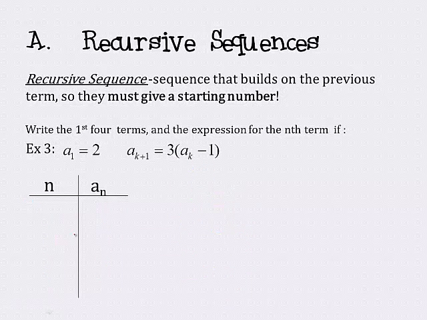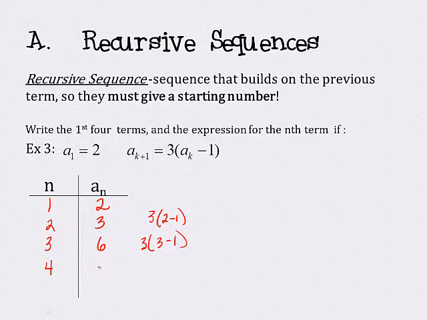Let's try another one. If the first term is 2, what's the next term going to be? Well, in this case, I have to take 3 times 2 minus 1. Well, 2 minus 1 is 1 times 3 is 3. So this is my second term. To find my next term, I take 3 times 3 minus 1. 3 minus 1 is 2. 2 times 3 is 6.